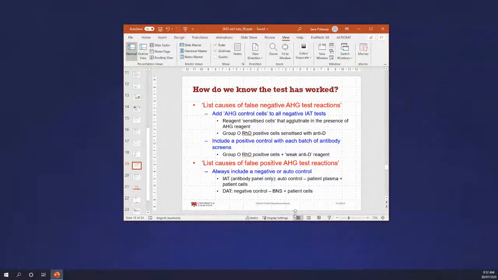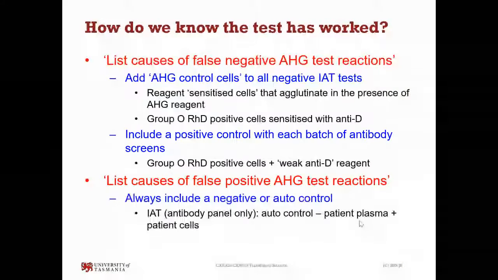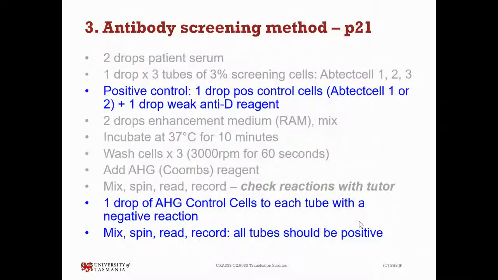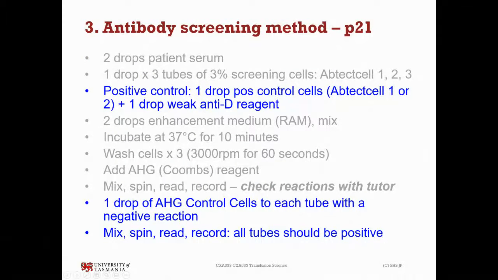Okay, I am cognizant of the time. So we've got a positive control with our screening test to detect an antibody if it's there, and we've got our AHG control cells to make sure that any negative reactions are not false negatives.